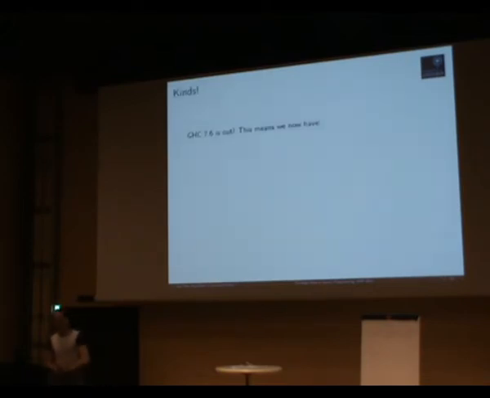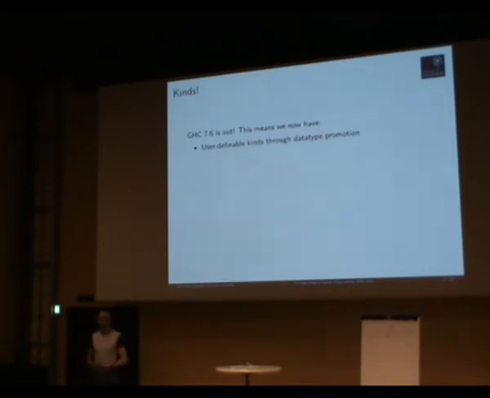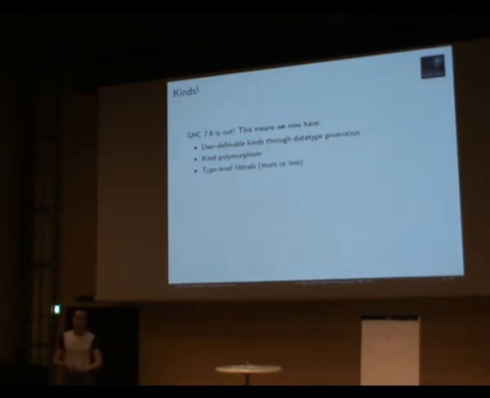So GHC 7.6 just came out last week or something like that. That's good. Now we have user-definable kinds by promotion. So we can define a data type, and this data type gets lifted to a kind automatically and its constructors to data types. We also get kind polymorphism, so that's another feature from the type level that is now lifted to the kind level. We have type level literals more or less, so there's support for type level naturals and symbols or strings if you wish, but they don't fully work yet.